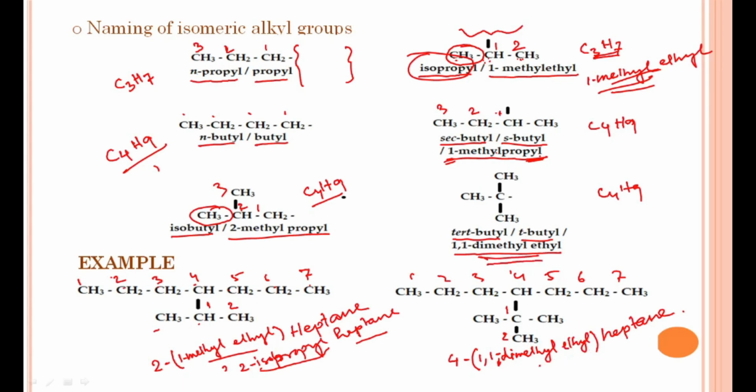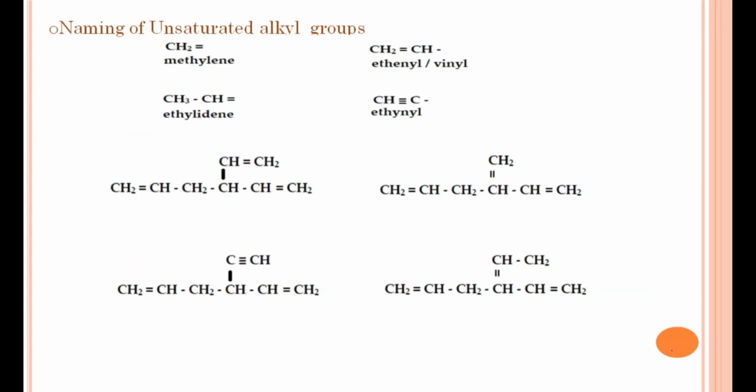What will be the general name? 4 T-butyl heptane. So like that also we can give the naming. Let's go for the next examples.